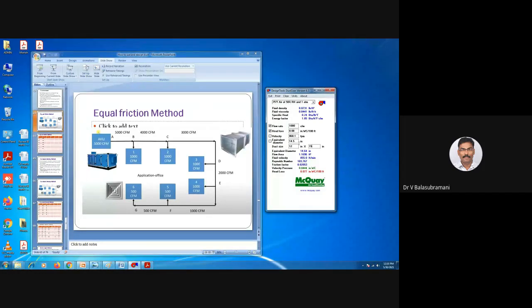Mostly what we are doing here, we are finding a velocity and the equivalent diameter for what is called the equal friction method. In the constant velocity method, what we are finding is equivalent diameter and head loss. The friction loss is calculated. That's all.